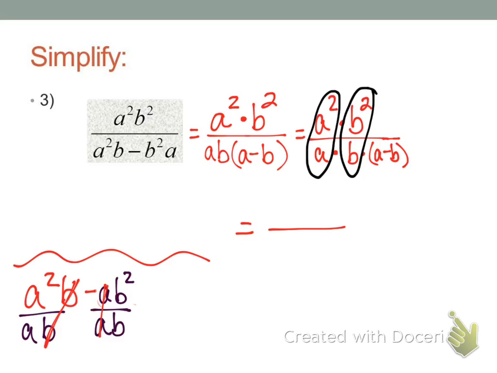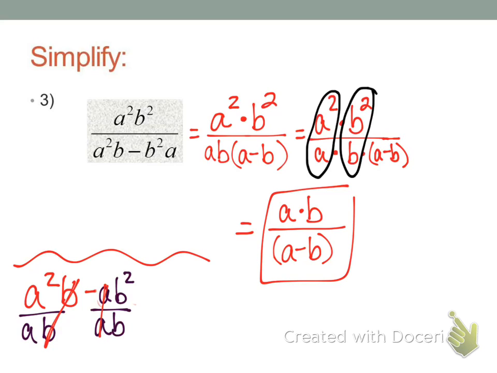What are we going to be left with in the numerator? A times b. If you want to put the dot in there still, you can. You don't really have to anymore. And what are we left with in our denominator? A minus b. Can I cancel out these a's and b's now? No. The ones in the denominator are stuck together in parentheses. So they could only be canceled out by another a minus b stuck together in parentheses. So that would be our final answer.